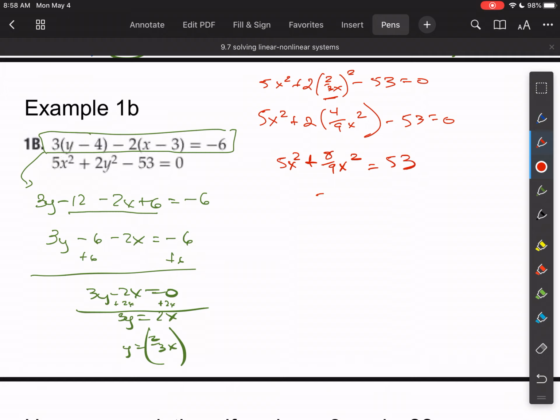Okay, when I combine those, I get 5 and 8/9 x squared equals 53. So I'm now going to divide both sides by 5 and 8/9. And believe it or not, this is a nice number.